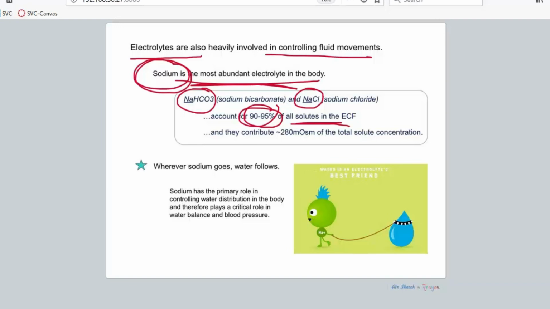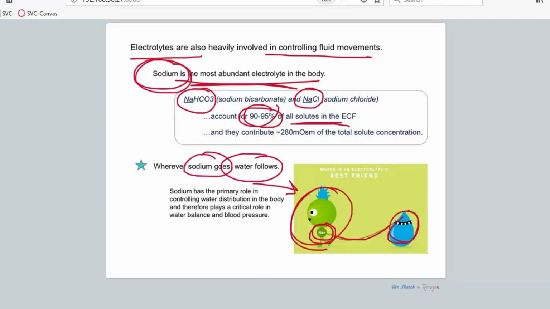And I was looking for something to illustrate the fact that wherever sodium goes, water goes, and I actually found this little cartoon here, and this is a sodium molecule, and he's got his little pet water there. So wherever sodium goes, water follows along with it.